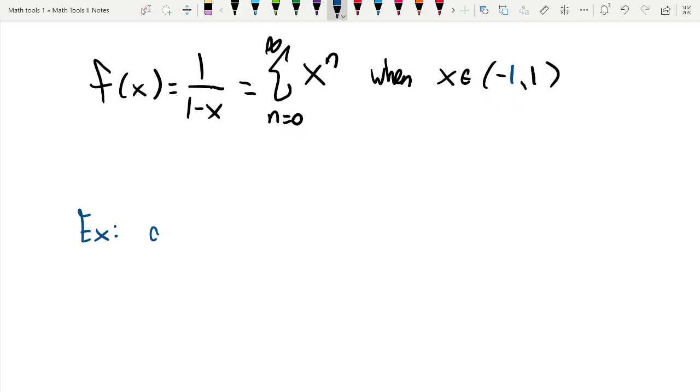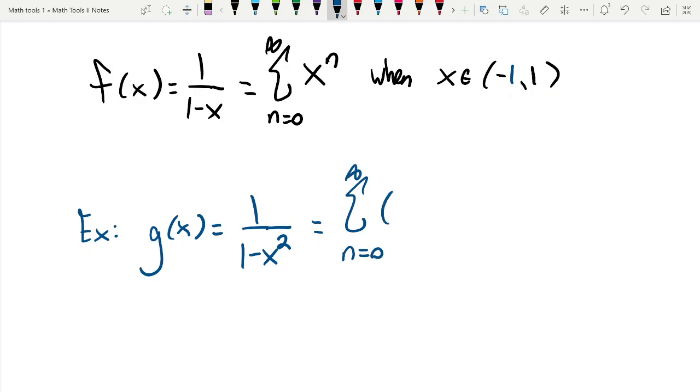Okay, so for example, if we have the function g of x equals 1 over 1 minus x squared, a similar function, then using the fact that 1 over 1 minus x is equal to this, if we just do a change of variables here, we just replace this x with x squared. Okay, and if we simplify that, that's going to be x to the 2n. So we get a representation of this polynomial now.